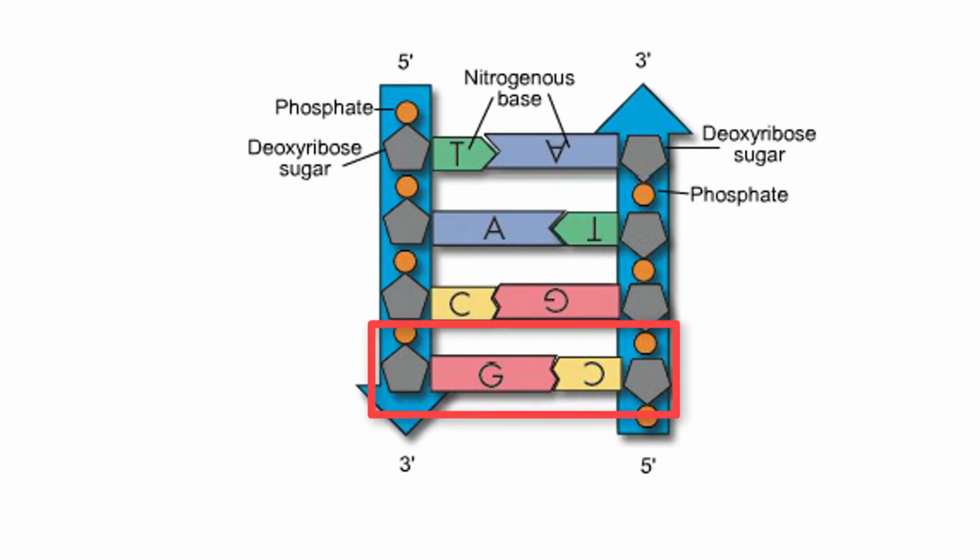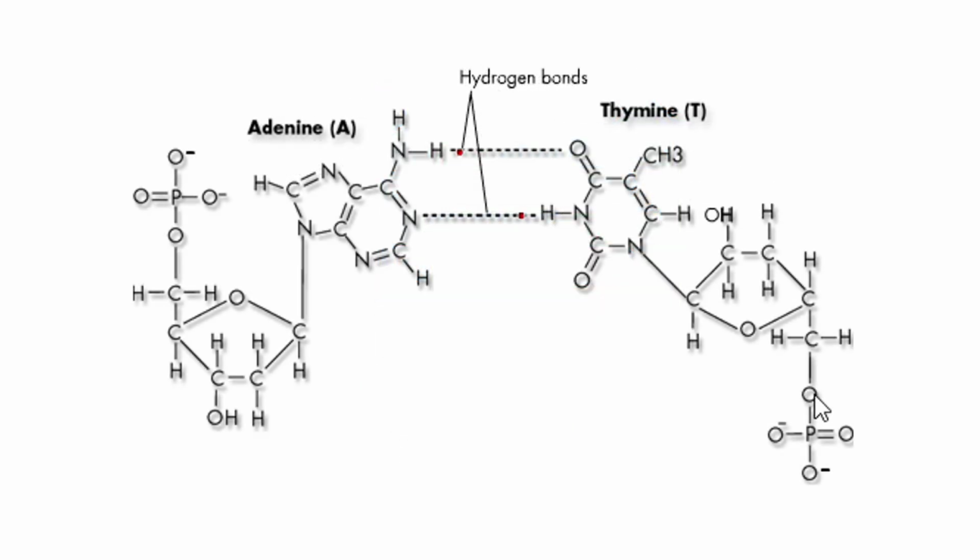Let's take a closer look at the bonds connecting the bases of the 2 DNA strands. Complementary base pairs are held together by hydrogen bonds. Hydrogen bonds are strong enough to hold 2 strands of DNA together, but weak enough to be broken by enzymes in DNA replication or by heat in the polymerase chain reaction.